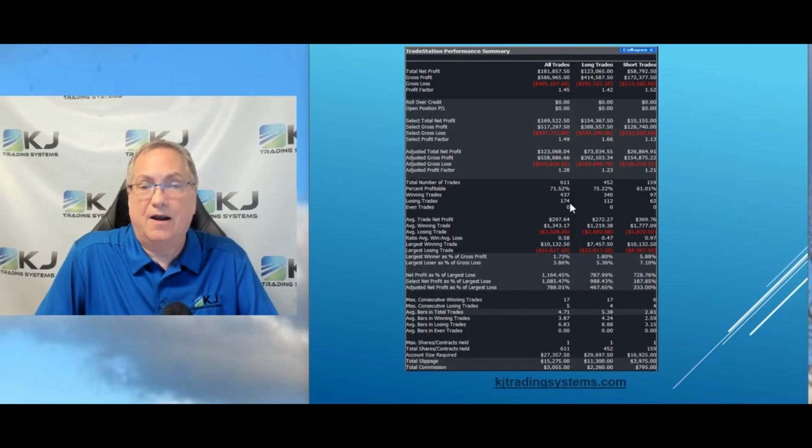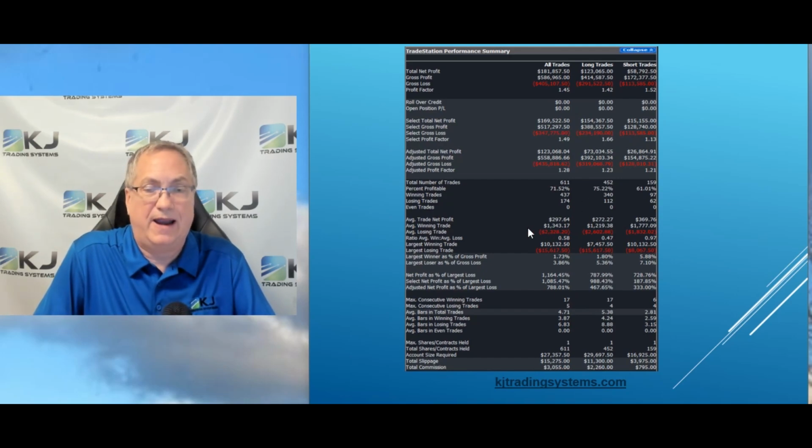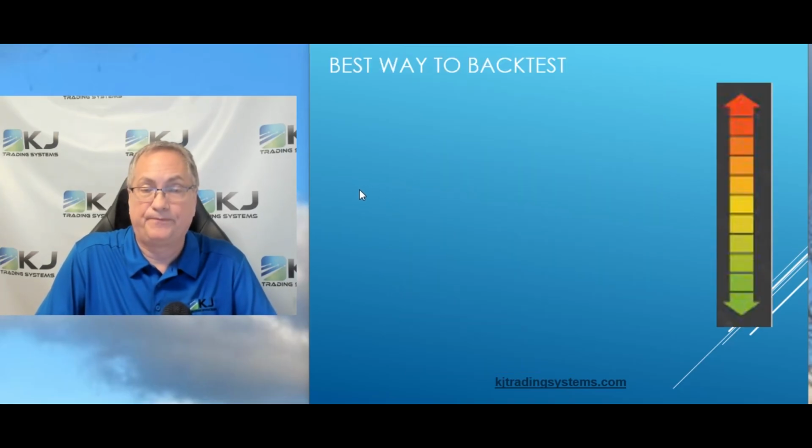It's a little hard to see here, but it makes money from the long side and the short side, which is nice. It wins about 70% of its trades. That's actually pretty good. And you can see I've included slippage and commission down at the bottom. So this just gives you an overall idea of how this strategy has performed.